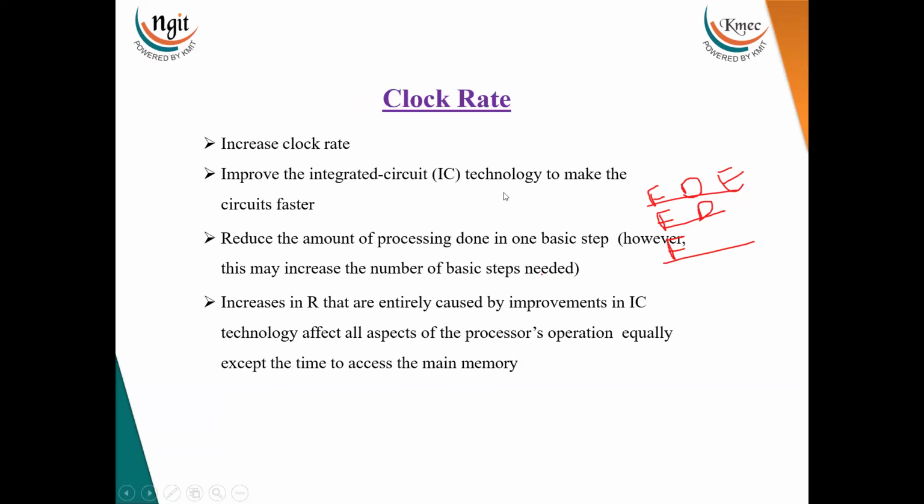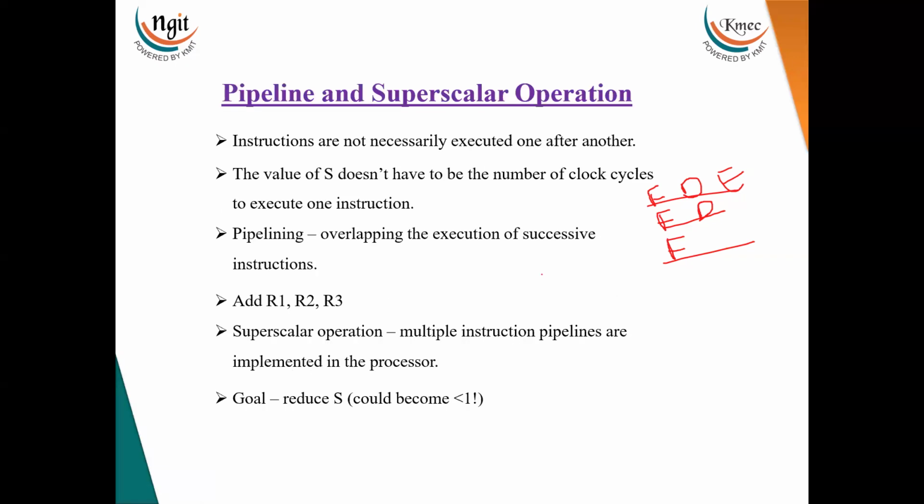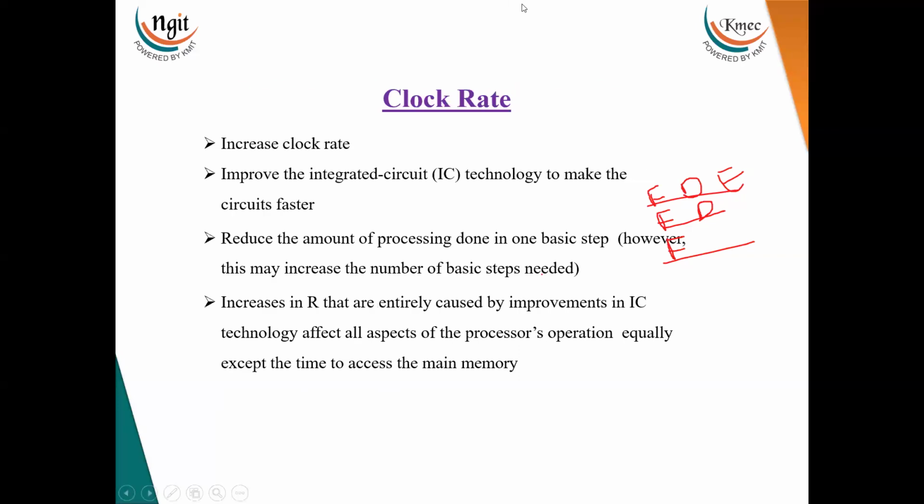And another method: we have already discussed that T is equal to N into S by R. That S we can reduce by using the pipeline concept and also superscalar operation. Now, if we can improve R, if we can improve the clock rate, then T will be reduced.